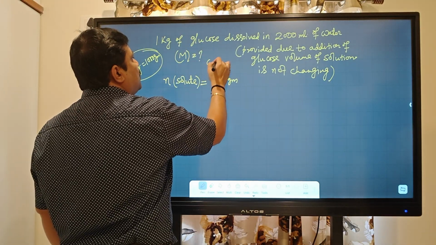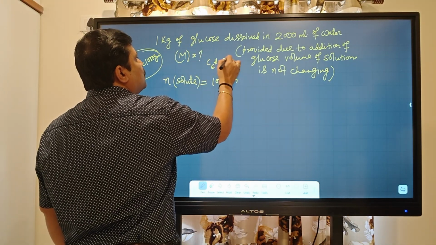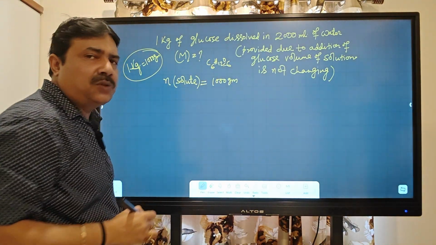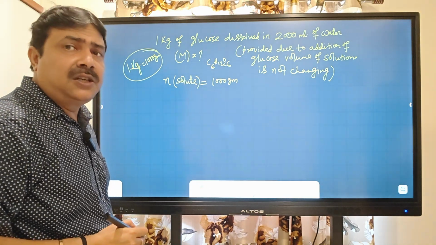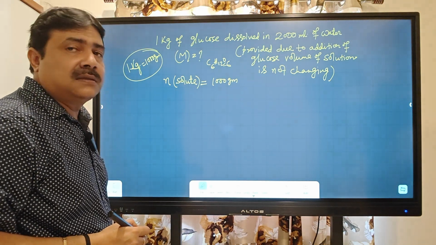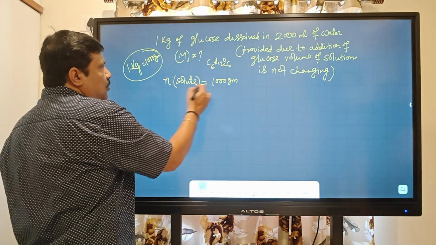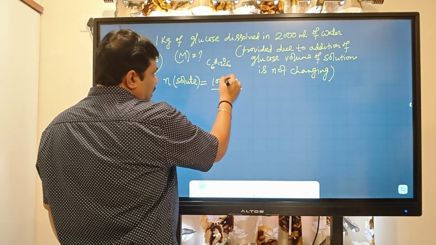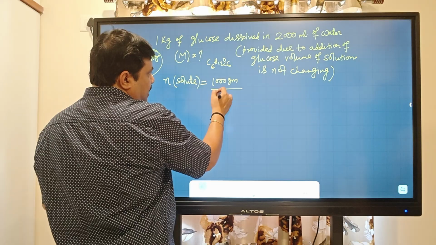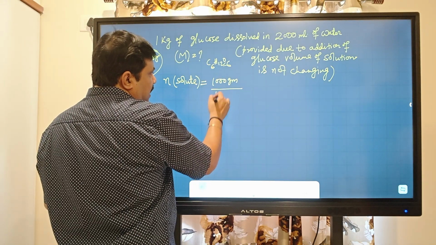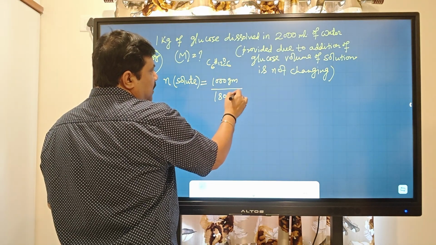Glucose, everybody knows, is C6H12O6. If you calculate the molar mass, it will come to 180 grams: 6 into 12 plus 12 into 1 plus 6 into 16, which gives 180. So the number of moles of solute is given weight in grams divided by the molar mass of glucose, which is 180, and that also should be in grams.